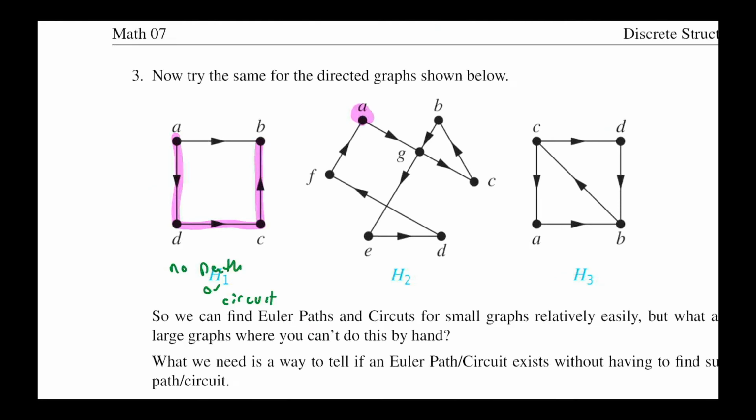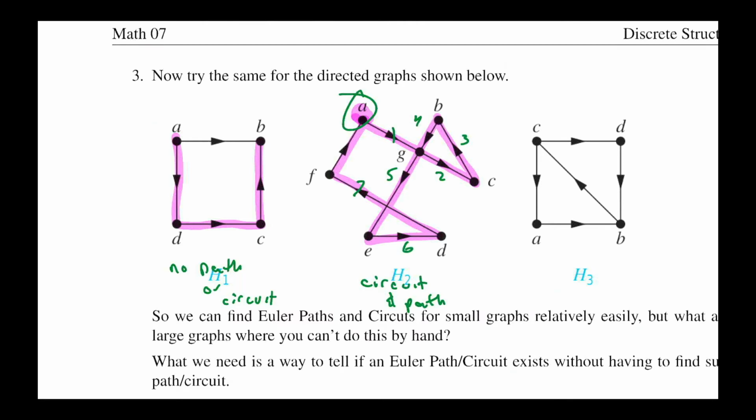Try here. A to C, to B, to G, to D, to F, back to A. Hey, look, that worked. So that was a circuit, which means path as well, because a circuit is a path. 1, 2, 3, 4, 5, 6, 7.